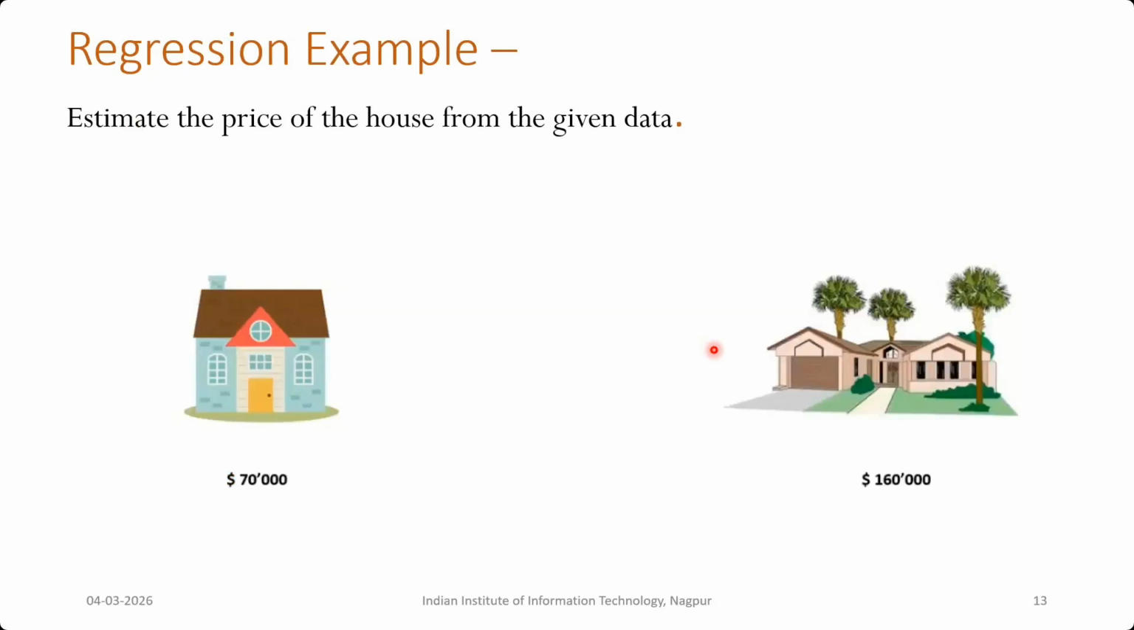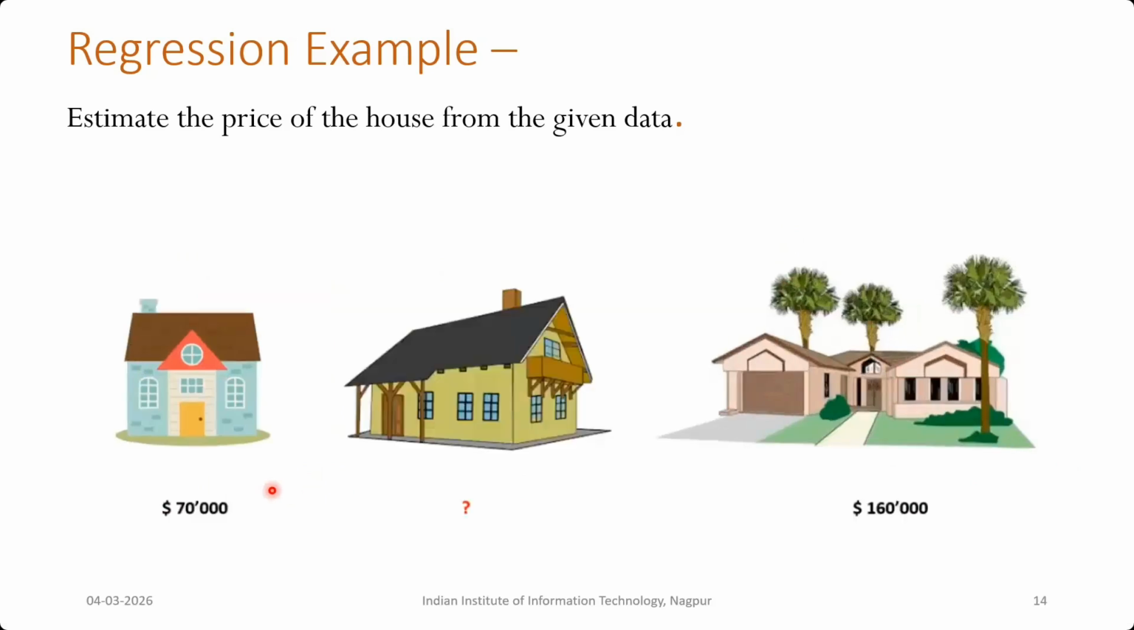We can also use a simple Microsoft Excel file, or a simple few lines of code can be written, to find the best regression line. Okay, so the task given to us is to estimate the price of the house from the given data. Here the data given is the size of the house and the price of the house. I'm considering this size as small, I'm considering the size of this house as big, and these are the corresponding values.